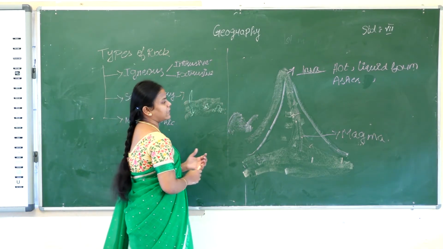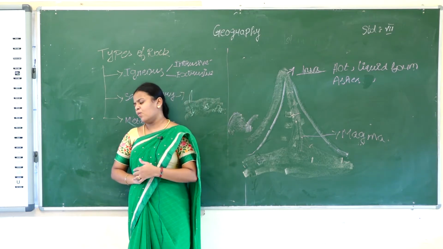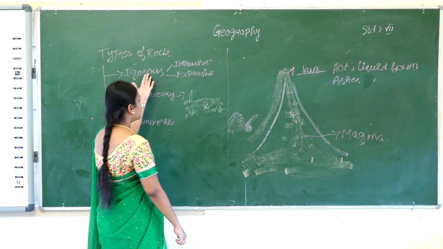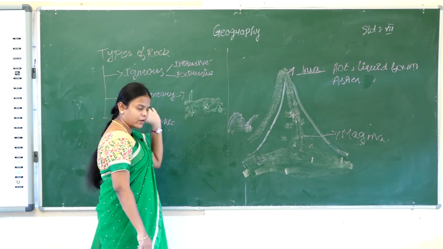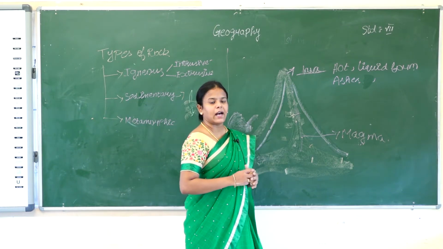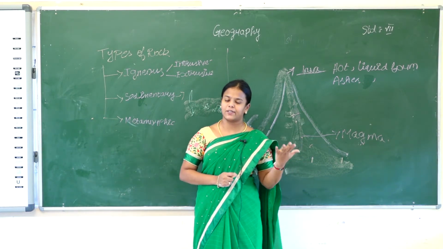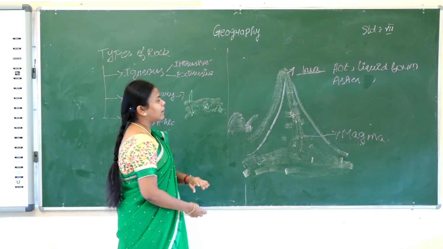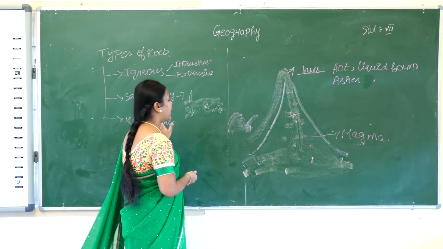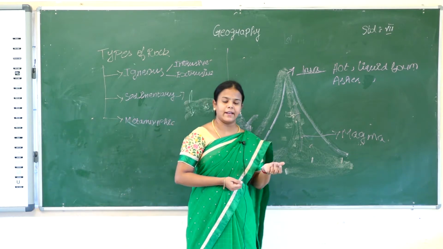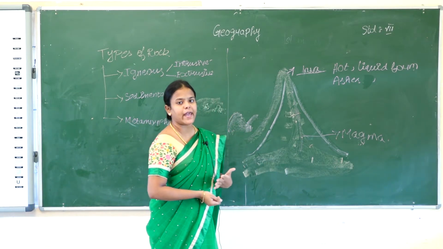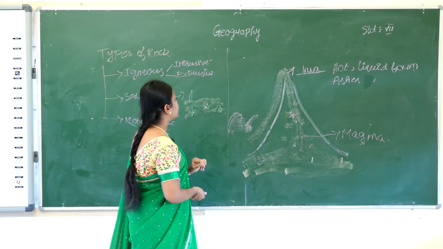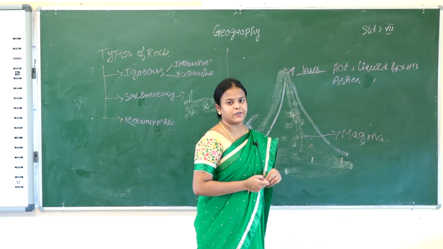Next, we are going to see about metamorphic rocks. What do you mean by metamorphic rocks? It is a combination of igneous rocks as well as sedimentary rocks. They combine together and form a strong stone or rock, and it is known as metamorphic rock. Examples of metamorphic rock are slate and marble. In igneous rocks, the examples are coal and stone.